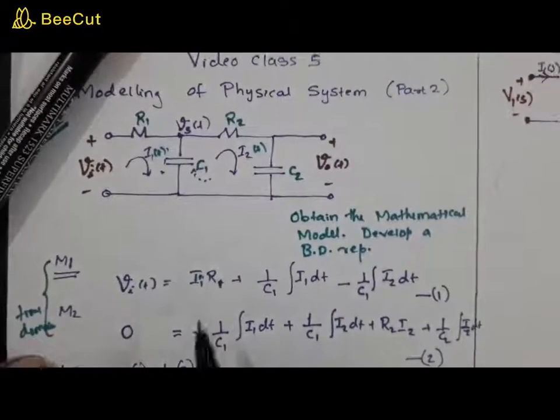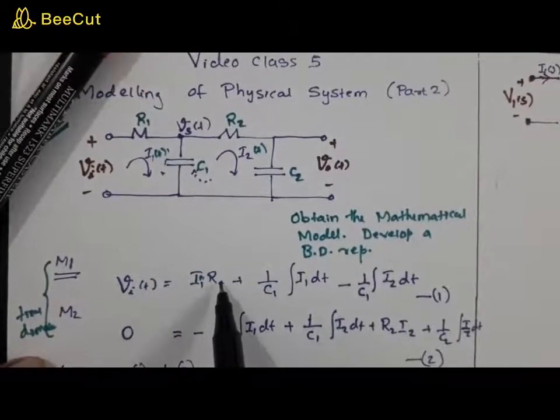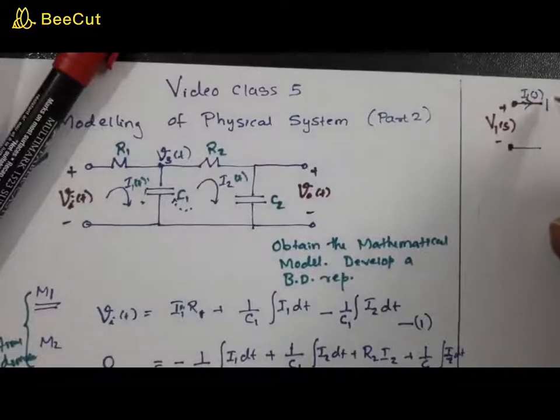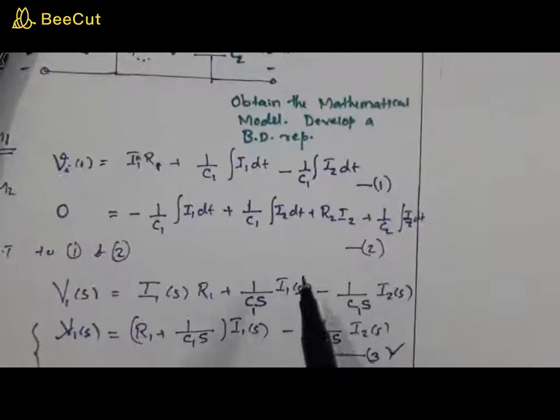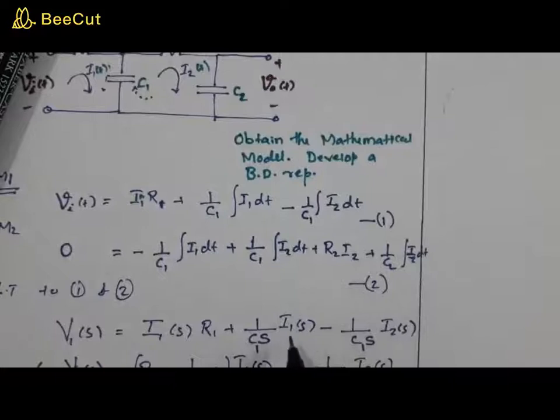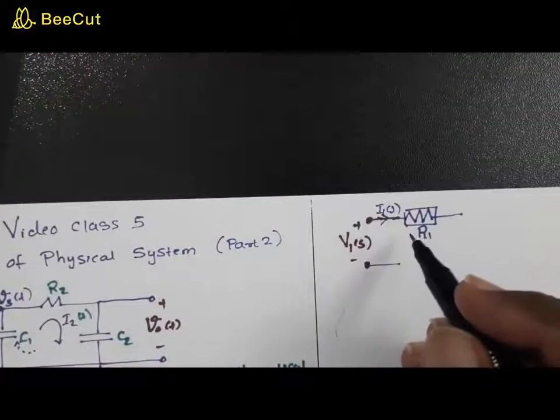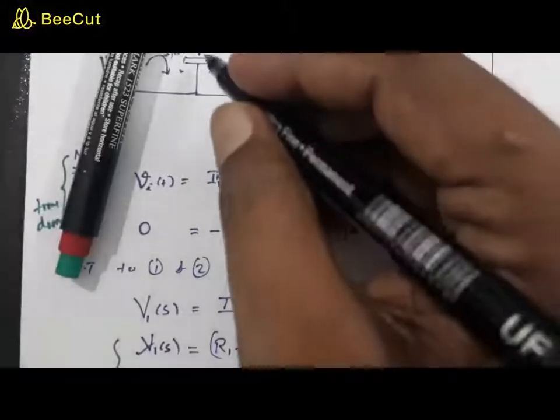And the current moves on to R1, right? So you have an R1. Then coming to the second part, you can see that there are two currents, that is I1 of s and I2 of s. So let us finish this. Anyway, the current is flowing through R1. The same current is also flowing through the C1.